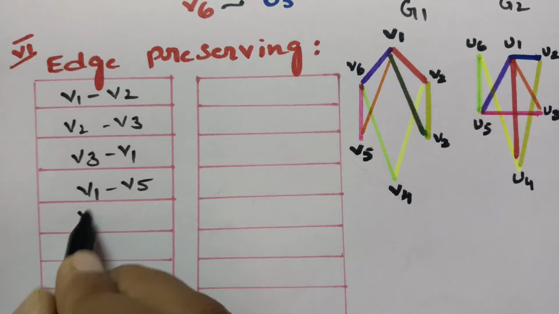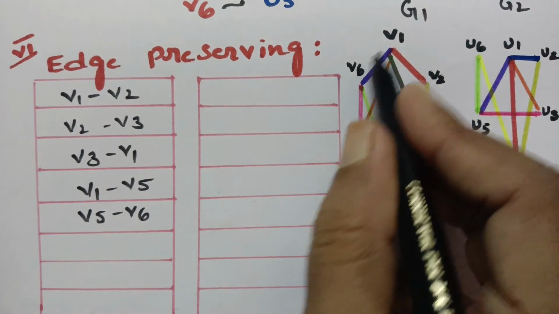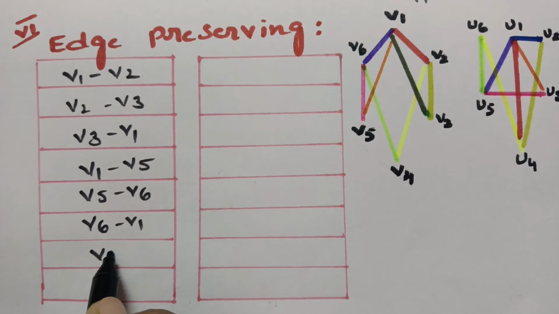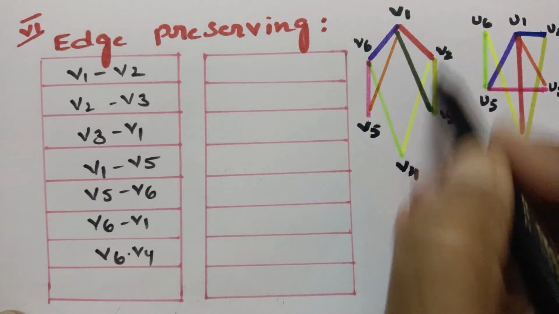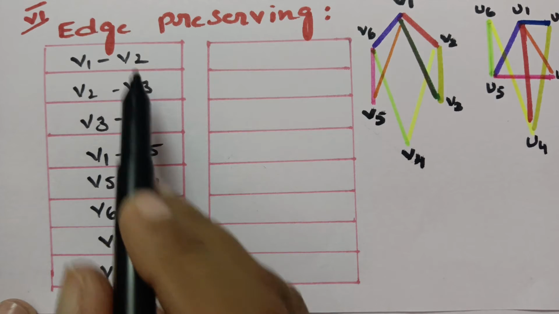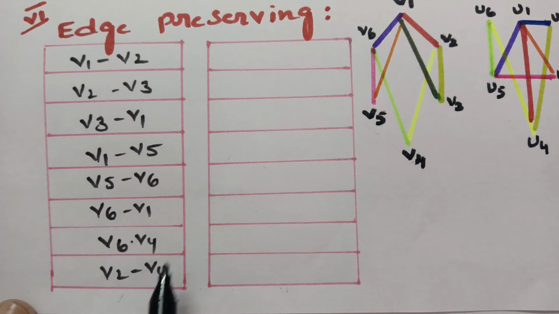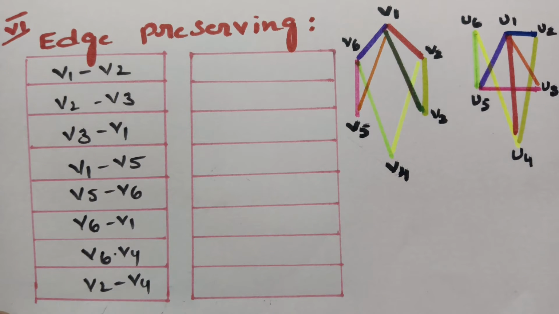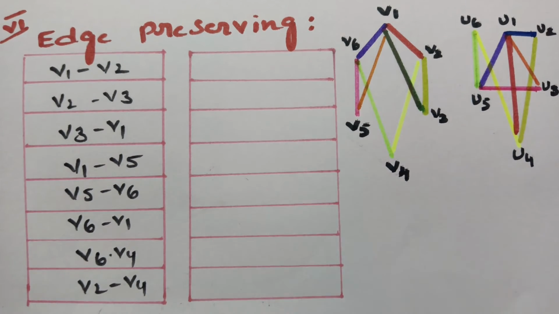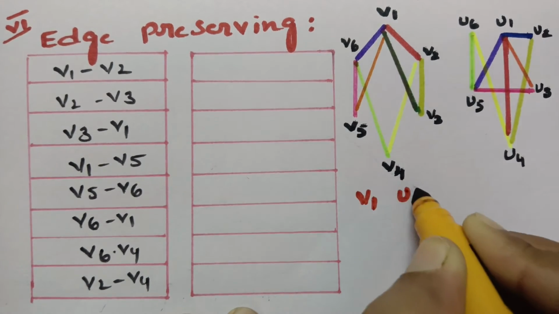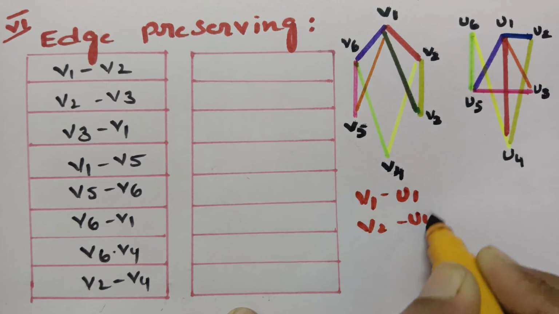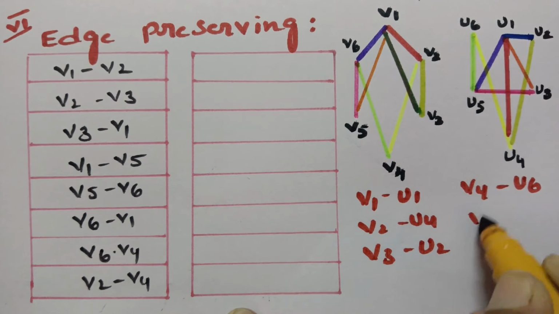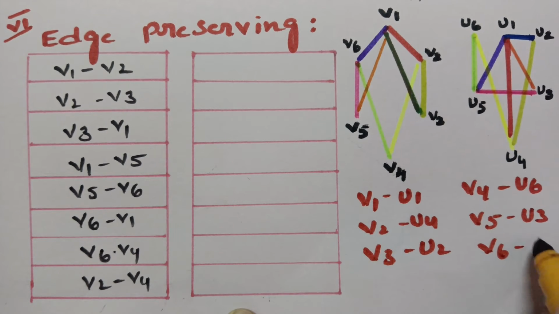Next v5 v6, and next v6 v1, and the next one is v6 v4, and the next one v2 v4. 1 2 3 4 5 6 7 8, there are a total of 8 edges, and we need the corresponding edges. So we have an edge preserving here. We have already done v1 similar to u1, and next v2 similar to u4, and v3 similar to u2, and next one is v4 similar to u6, v5 similar to u3 and v6 is similar to u5.